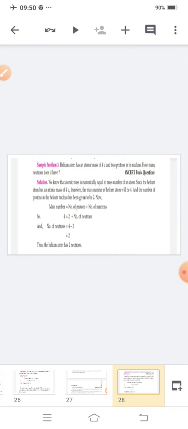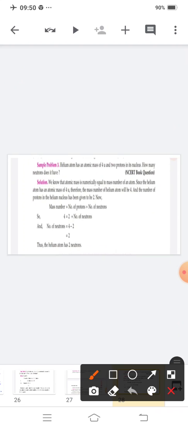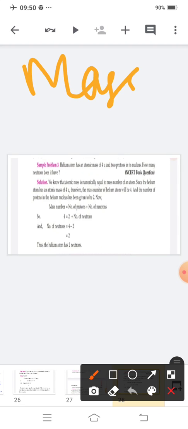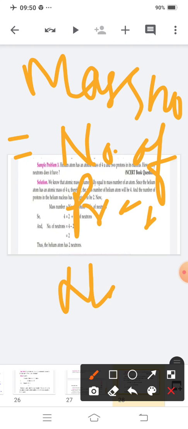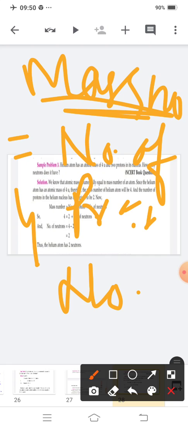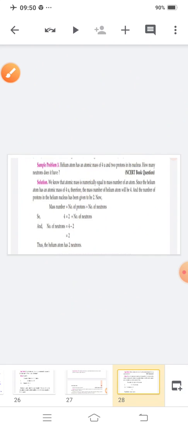The third one is helium. The atom has a mass number of 4 and 2 protons in its nucleus. How many neutrons does it have? We know that mass number is equal to number of protons plus number of neutrons. Mass number is 4, protons are 2. 4 minus 2 is 2. So the number of neutrons is 2.